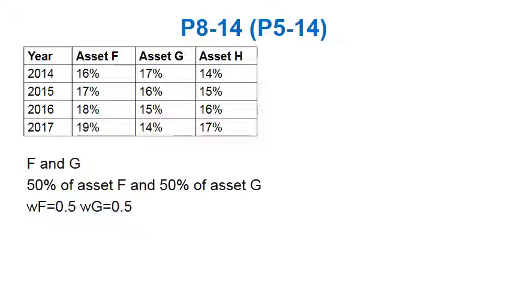So our weights are 0.5 on asset F, and the other weight is 0.5 on asset G. And again, we have our formula here for the returns on a portfolio. And note now what we need to do is take into consideration these weights, because these weights differ according to the constituents of the portfolio. So let's do the workings.